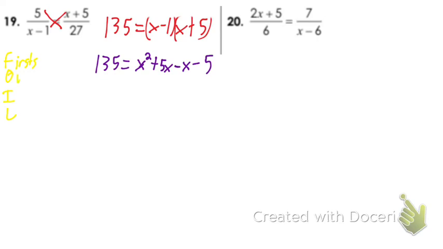First, outsides, insides, last. So for this, what's the first thing in each parenthesis? X times X, x squared. What are the outsides of each parenthesis? X and 5, so 5x. What are the insides? Negative 1 and x, negative x. What are the last? Negative 1 and 5, negative 5. Do we get the same thing either way? Different ways to think about it, okay?